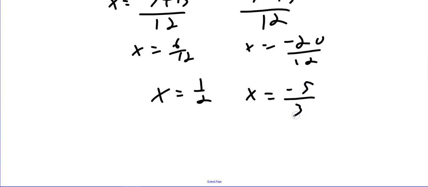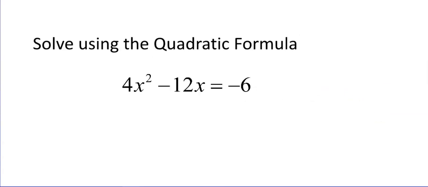And 4 times 3, negative 5/3. And if you wanted to write that as negative 1 2/3, that works too. All right, looks good, except remember, not set equal to 0, so I need to move that over first. Minus 12x, this becomes positive 6.